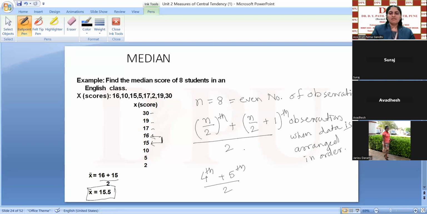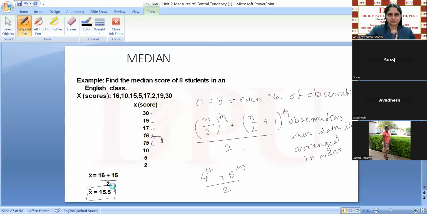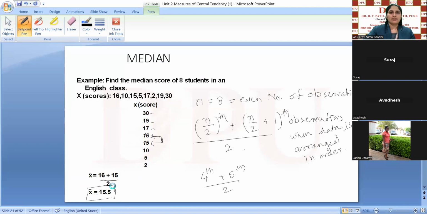So when we were seeing the disadvantages of median, the third point is what we have seen is in case of even number of values, it may not be the value from the data, right? So here for even number of observations, when there are 8 observations, what is your median? Median is 15.5 and that is not the observation from your data. Okay. So this is the case when you have to find out the median.